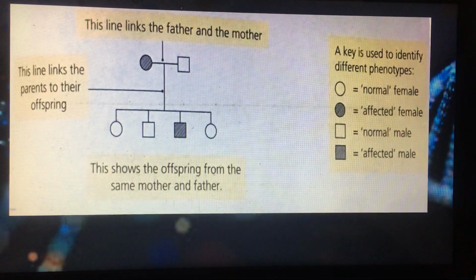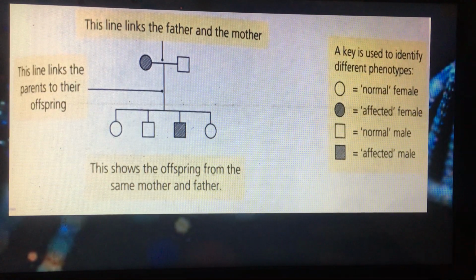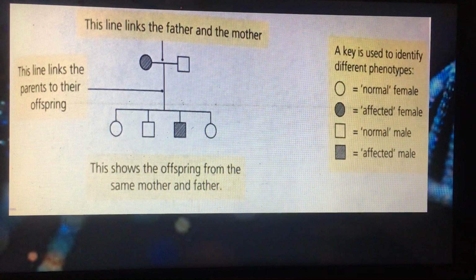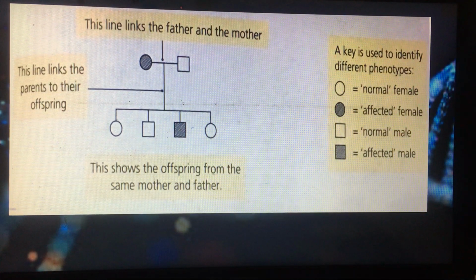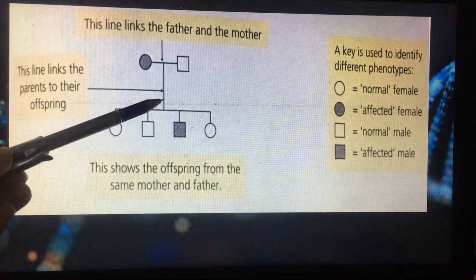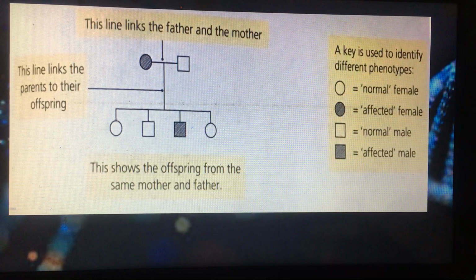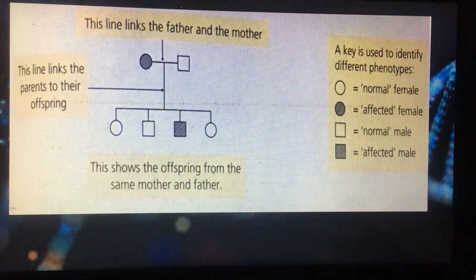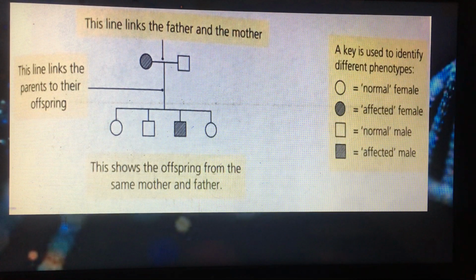Now, the lines which connect the shapes. The first line links the father and the mother. That means they fuse the gametes together. And this line links the parents to their offspring. And here we have the offspring from the same mother and father.